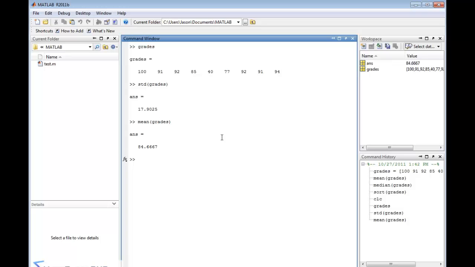I can make another vector called grades 2. So what I'll do is I'll modify this guy. I want to start off with the grades that I originally had, but I want to add some other grades to it.